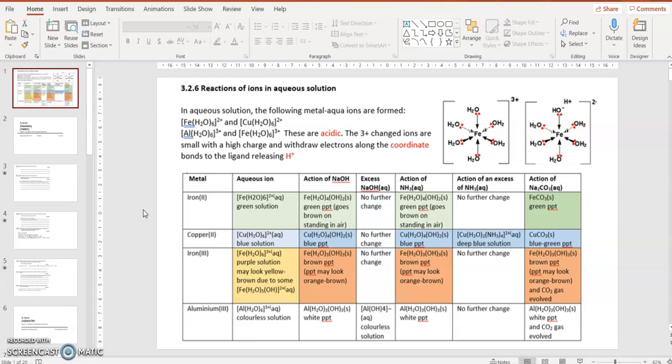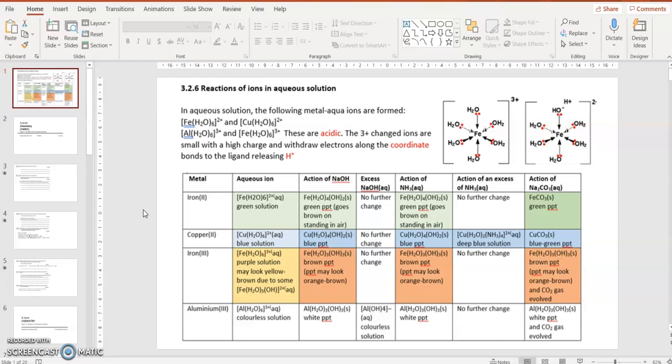So if I add sodium hydroxide, it's going to make a green solid, as it does. I need to replace 2 of the 6 waters with 2 OH minuses, because OHs are minuses. So Fe2+, no charge on the water, 2 OH minuses leaves no charge, and therefore I get a green solid. It oxidizes, by the way, and turns into iron 3 in the air.